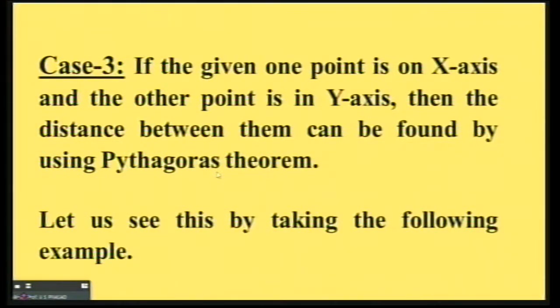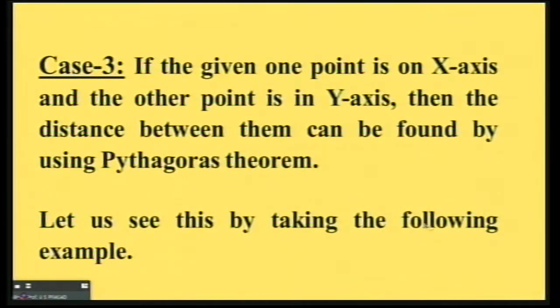I hope you all know what is meant by the Pythagoras theorem. In a right angle triangle, the Pythagoras theorem says that the square of the hypotenuse is always equal to the sum of the squares of the lengths of the other two sides. We already proved this in the last class also. Now, by using this result, we will identify the length between two points where one point is lying on the x-axis and another point is lying on the y-axis.